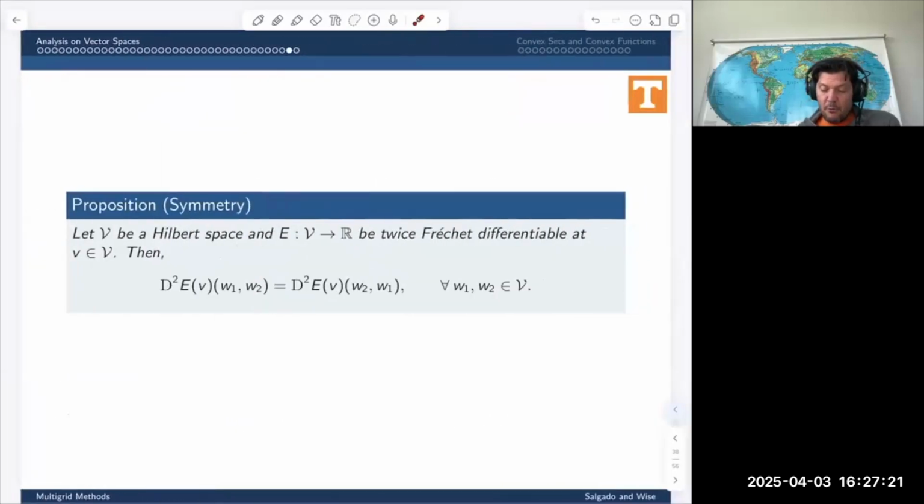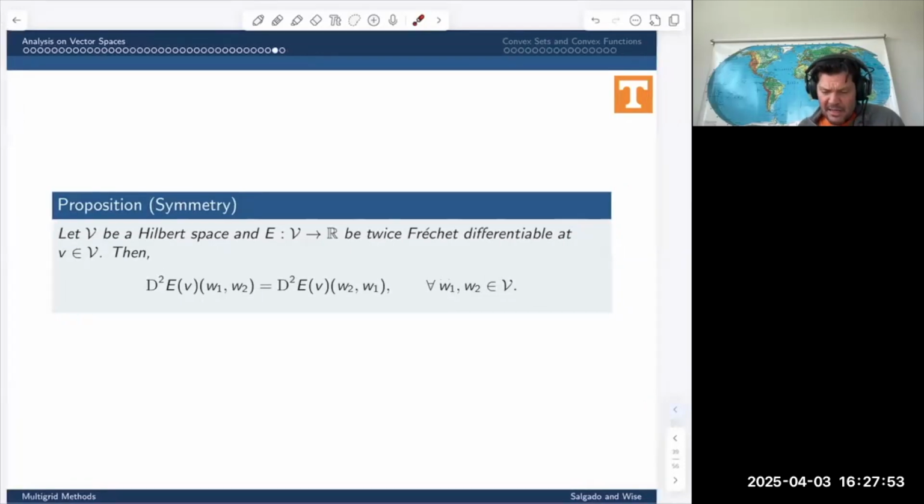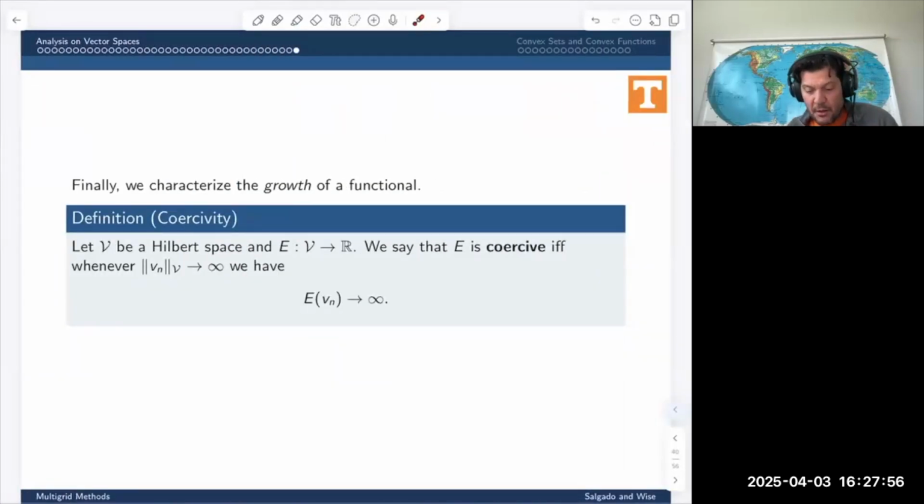Well, it turns out this is always true. If I have a function from a Hilbert space to R that is twice Fréchet differentiable at a point V, then I always have this symmetry property. And I'll show you an example of that in a minute. Okay, we'll do a computation. I'm going to do the computation on the fly. I haven't done it yet, so I'm going to need you guys to participate with me and keep me honest and make sure I don't make any silly mistakes. Okay, one last topic before we leave this section and move on to the section on convexity.